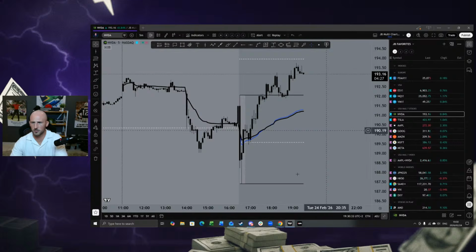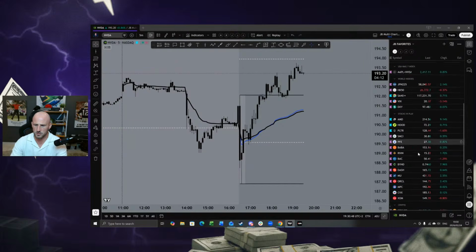Perfect. So Nvidia coming back down a little bit. That should bring the NASDAQ down to an indexes. Yeah, so it's in beta phase at the moment. The actual challenge will start in a few weeks. So just showing you guys how it's done.